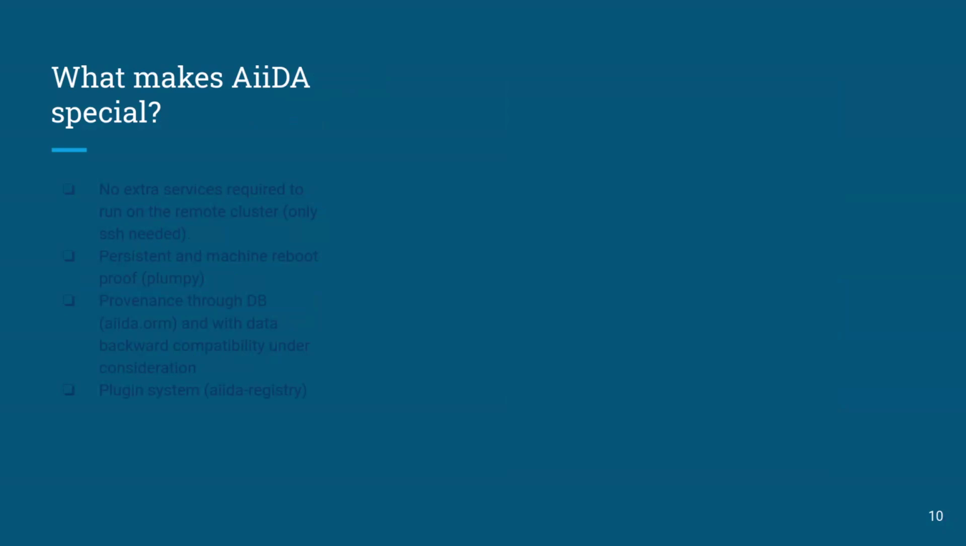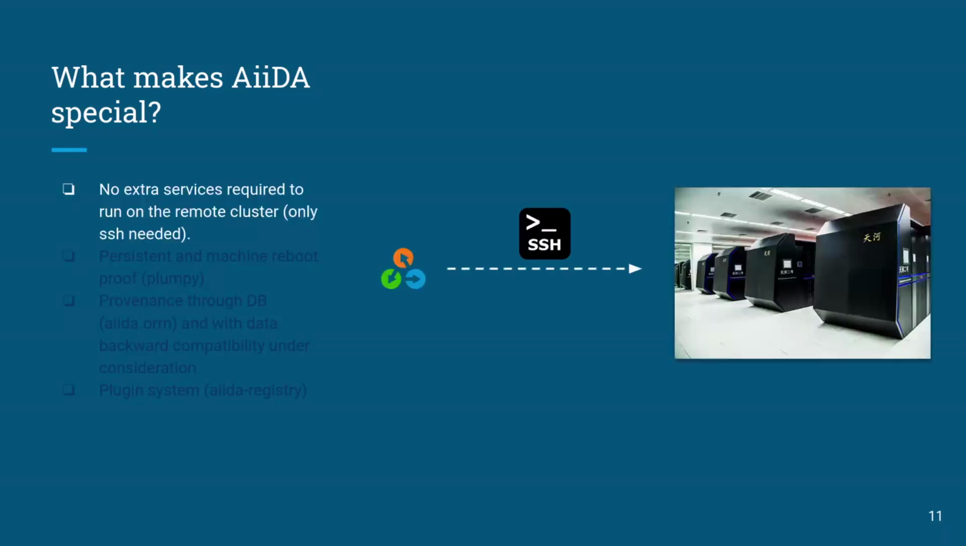I try to summarize into like 4 features that AiiDA probably has and other workflow engines may not have. So first of all, AiiDA is running locally on your laptop and your workstation, and the only thing needed to connect with the remote HPC computer center is the SSH connection. This can become quite handy.